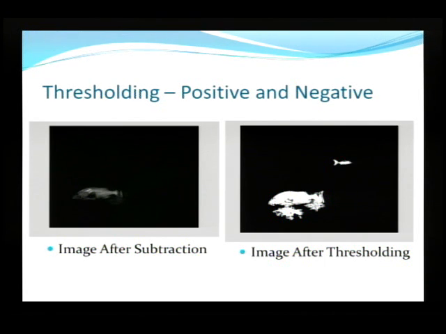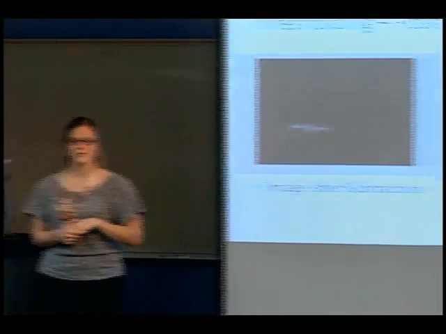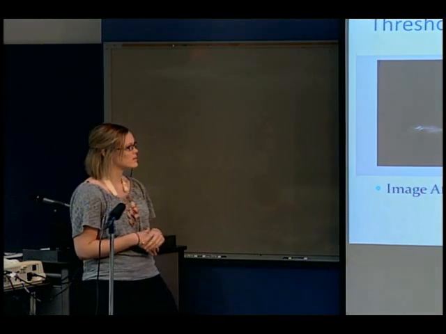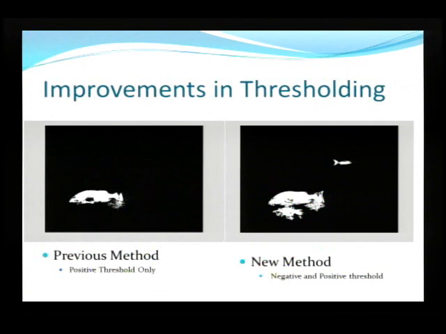The only problem with this method was that right under the fish there's a shadow, so the negative threshold caught the shadow under the fish, which is what all the noise at the bottom is. And that's after all of the noise is removed also. And you can see the improvements in this.